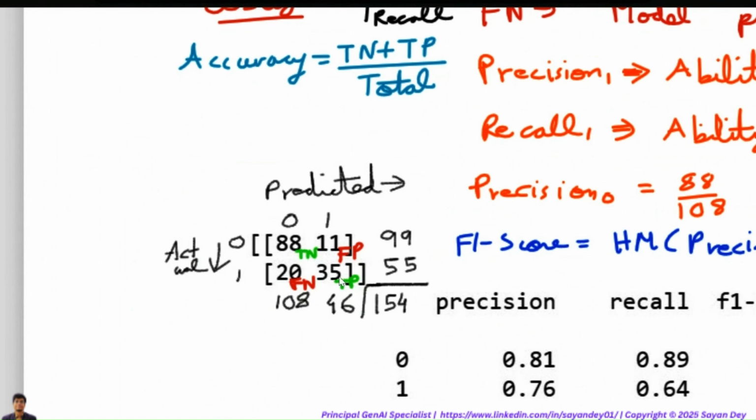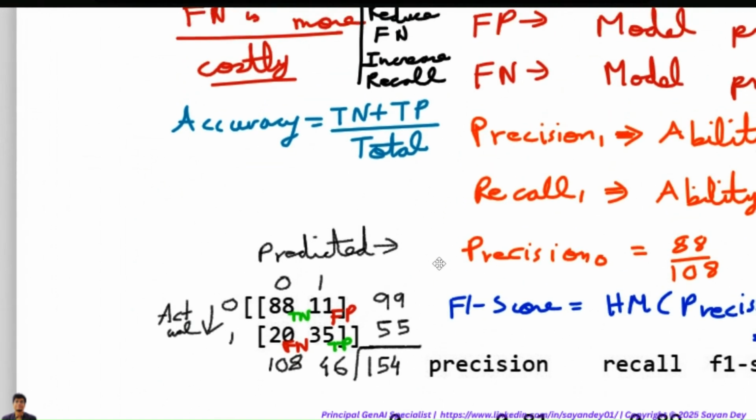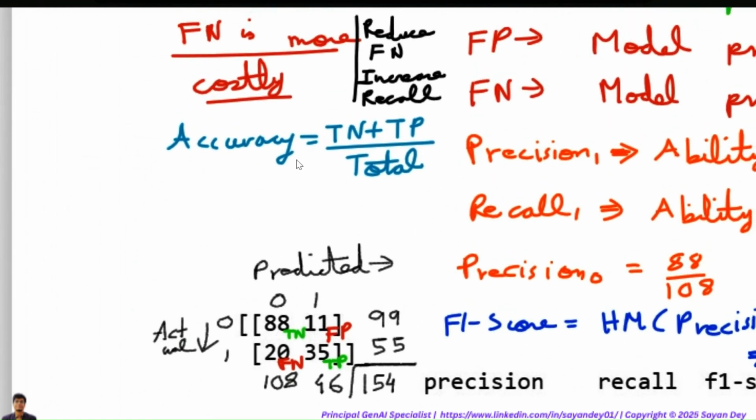So TN and TP are fine. They're absolutely okay. And in fact, whatever we were discussing all this while, like accuracy, the test accuracy rather, test accuracy is nothing but TN plus TP by total. This is actually what we were working with all this while. We never looked at TN separately, TP separately. We were only looking at the accuracy metric, right?